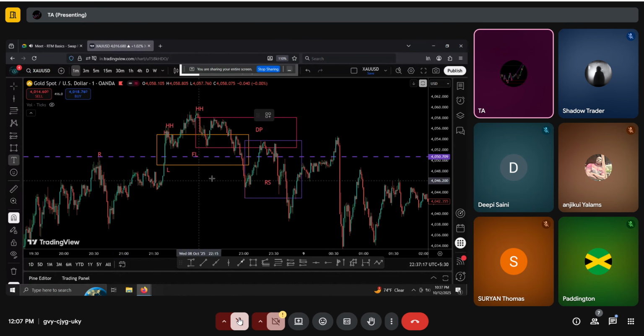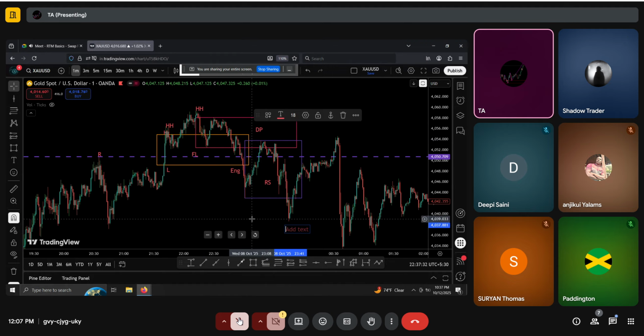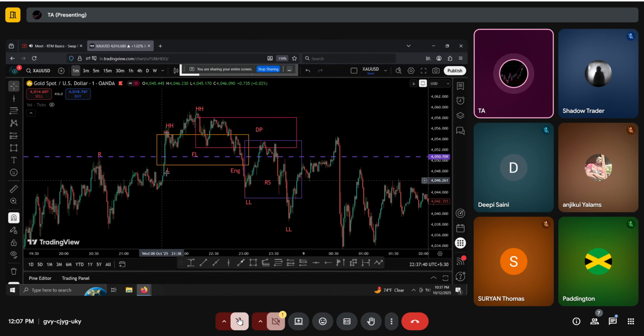And what happened here? Engulf, right? We engulfed here. This goes up, came down, then goes up again. Remember the structure? This creates a lower low, and this creates our low, lower low. This was the low, breaks this, makes engulf, creates lower low, pulls back, goes to here, then falls down again. This creates the RS.